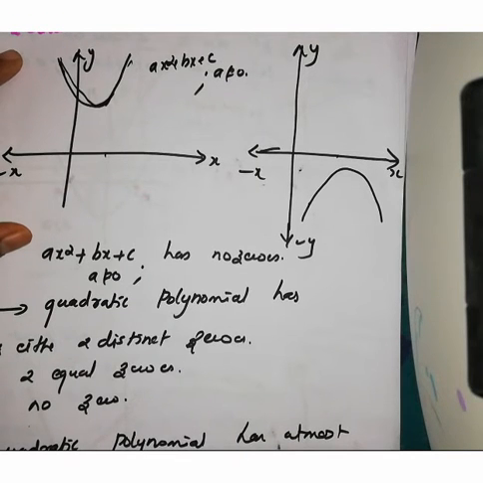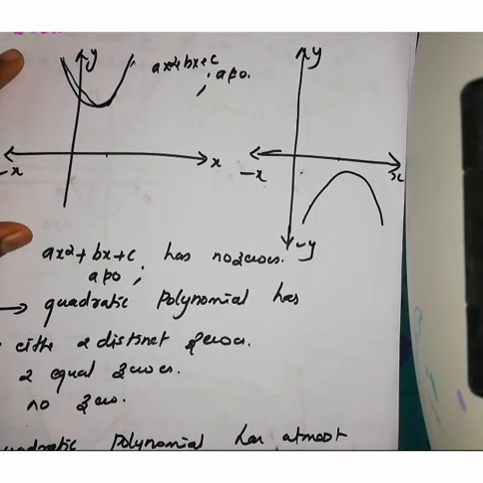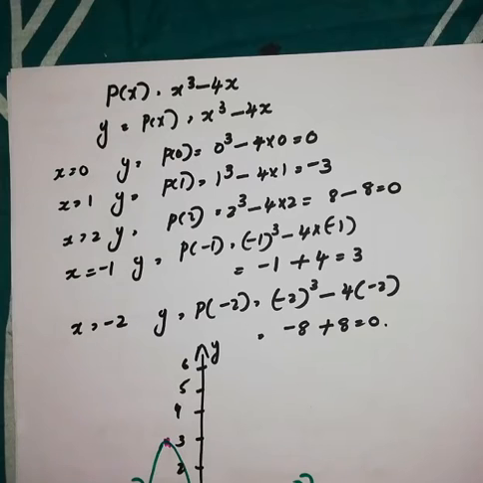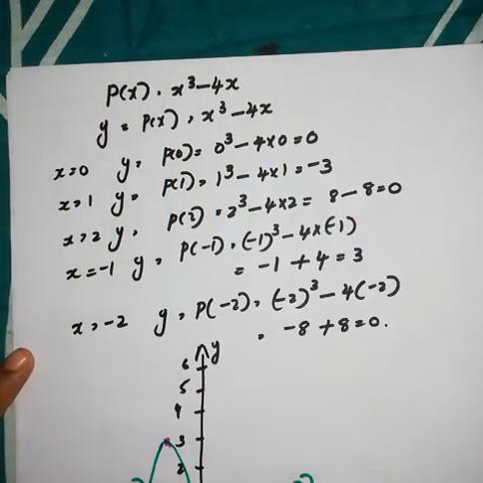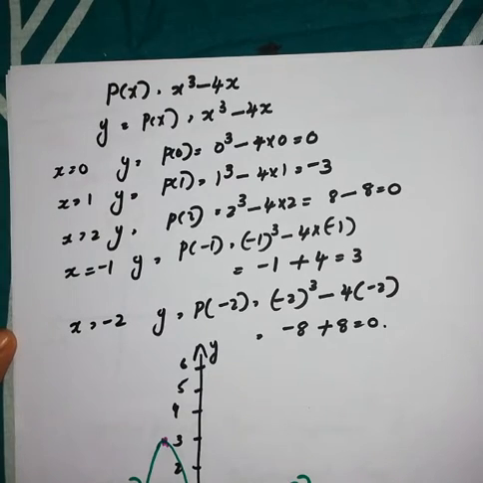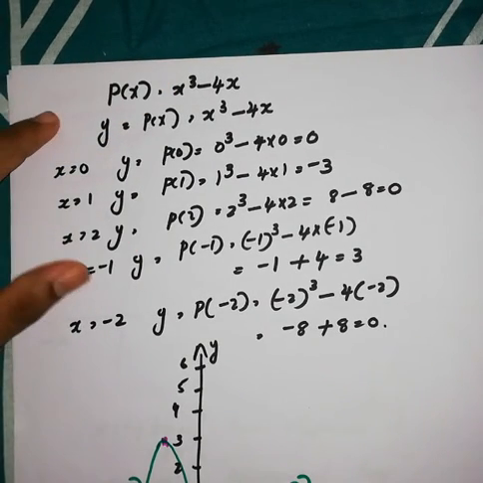Okay, is it clear? Next we are going to find out these zeros from the equation itself. Okay, in the next class we will discuss that. Now we are considering a cubic polynomial, for example p of x is equal to x cubed minus 4x. We are going to represent the zeros of this cubic polynomial geometrically.